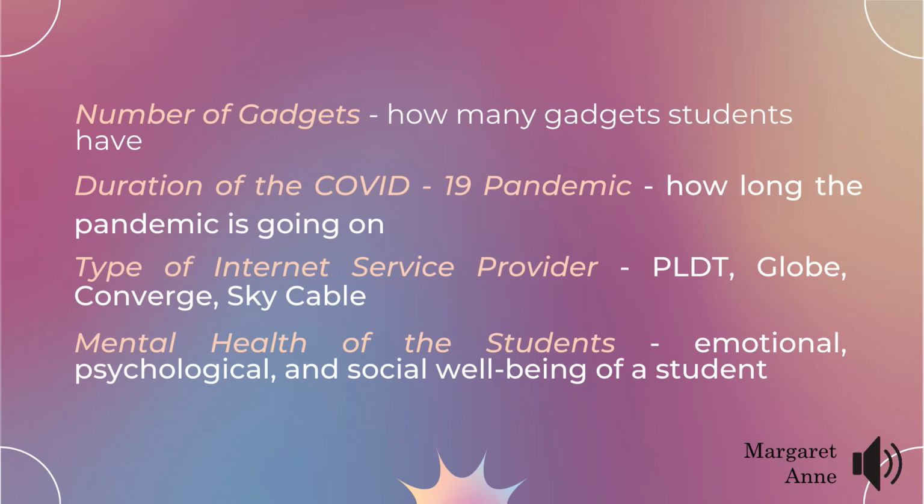The number of available gadgets students have is the 11th subvariable presented. This is followed by the duration of the COVID-19 pandemic, which shows how long the pandemic is going on. The second to the last subvariable is the type of internet service provider a student has. For students in the Philippines, the only available ones are PLDT, Globe, Converge, and Sky Cable. Even until now, these internet service providers still provide trouble to users regarding its Mbps. Lastly, the mental health of students is the 13th subvariable. This measures students' emotional, psychological, and social well-being.